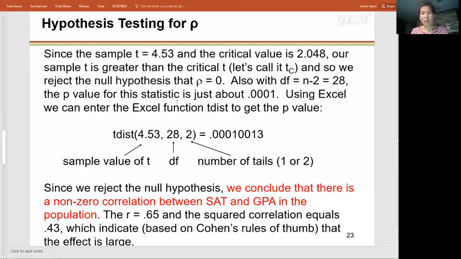So what is the null hypothesis? Correlation is 0. So we reject that. That means the correlation is non-zero. Am I right? Okay, so when you have a high value of t-test, then your p-value is that much smaller. This very small value is smaller than alpha, right? Yeah. So we conclude that there is a non-zero correlation between SAT and GPA in the population.